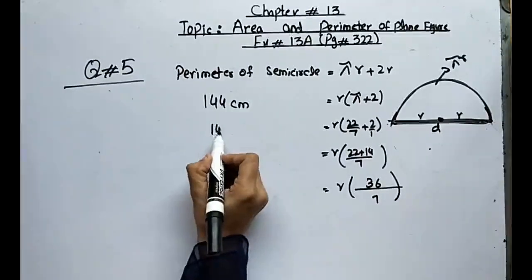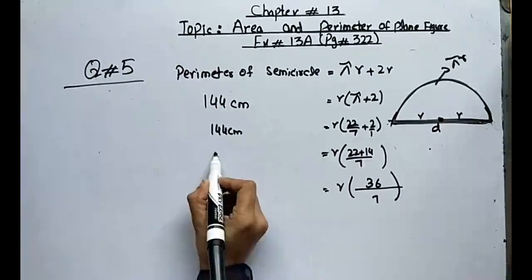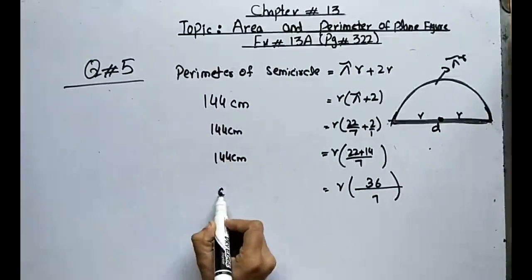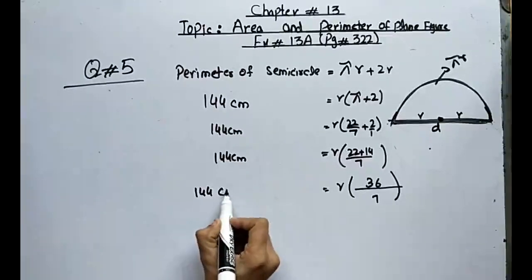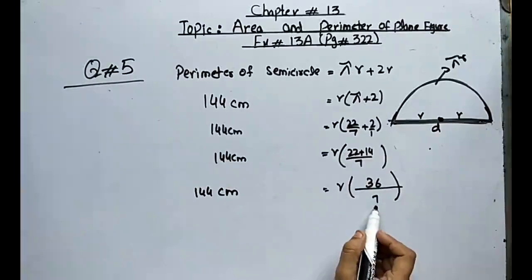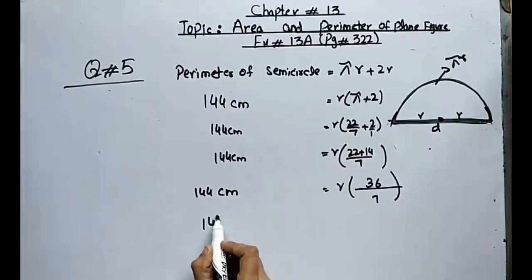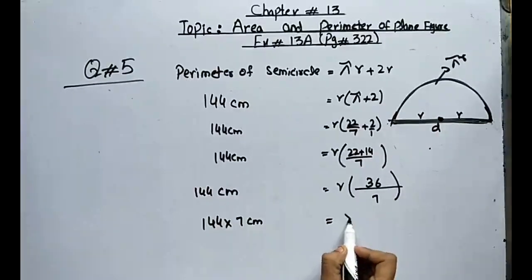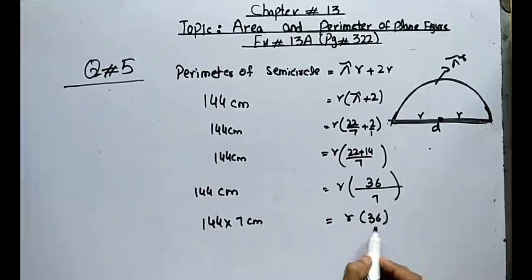Write here 144 centimeter. Okay, now leave the r here. First we will finish the denominator. So the denominator 7 will move to the other side, it will divide by 7. And then r and 36 will be left.